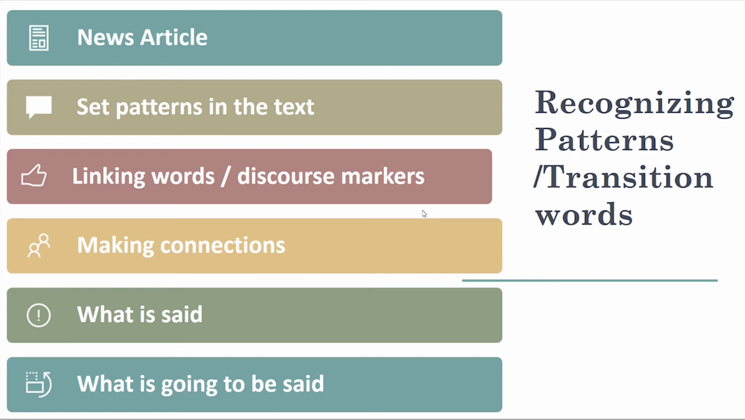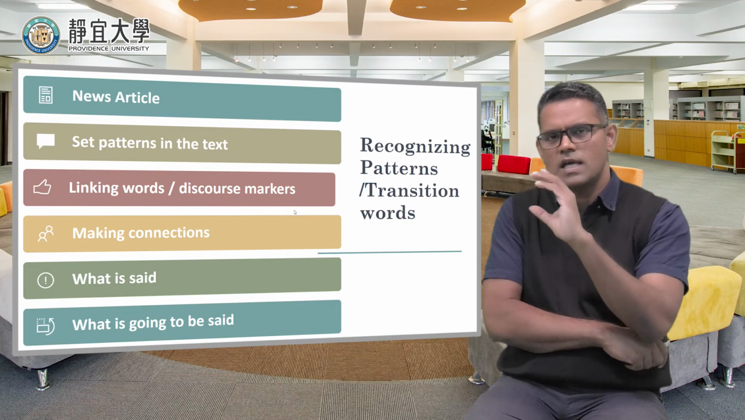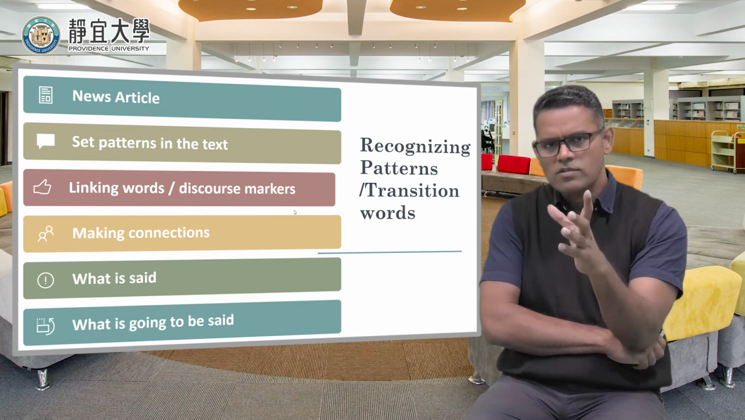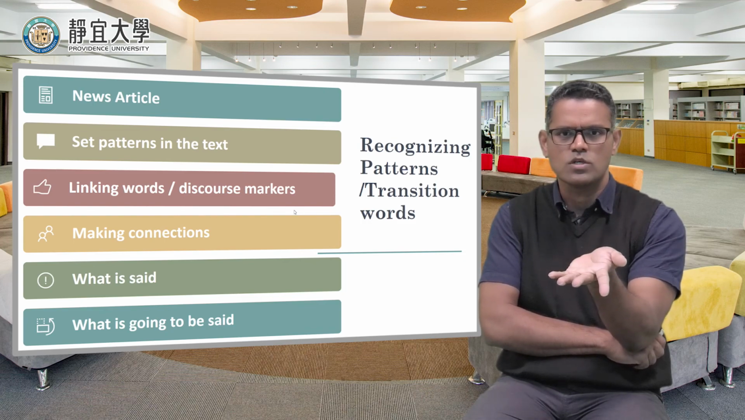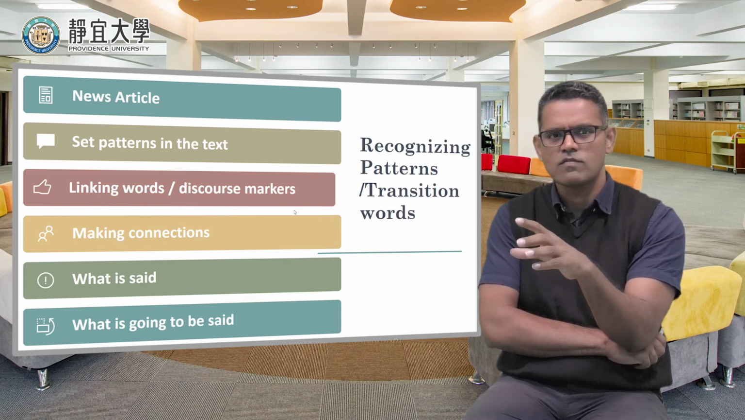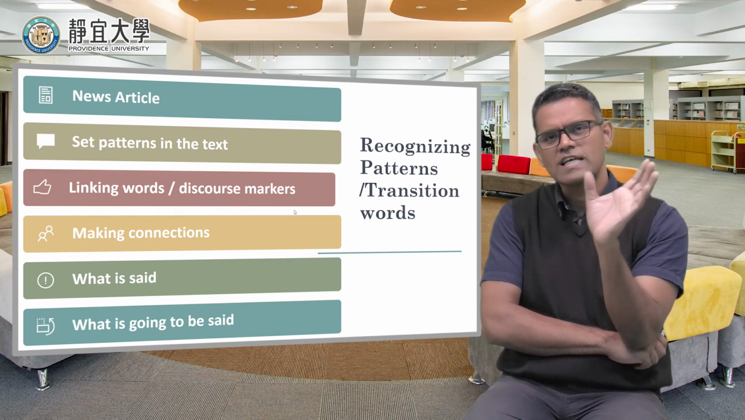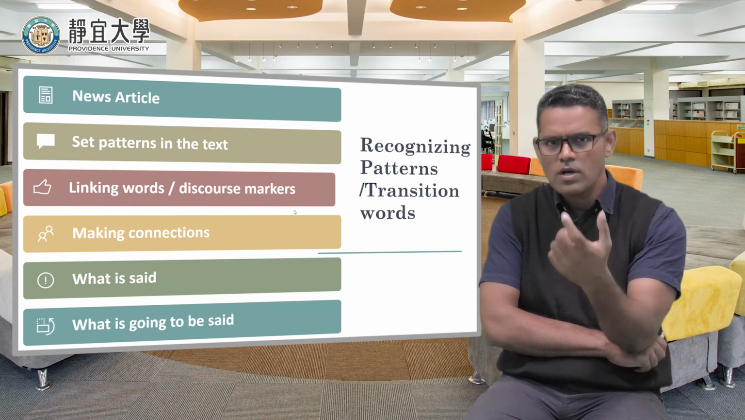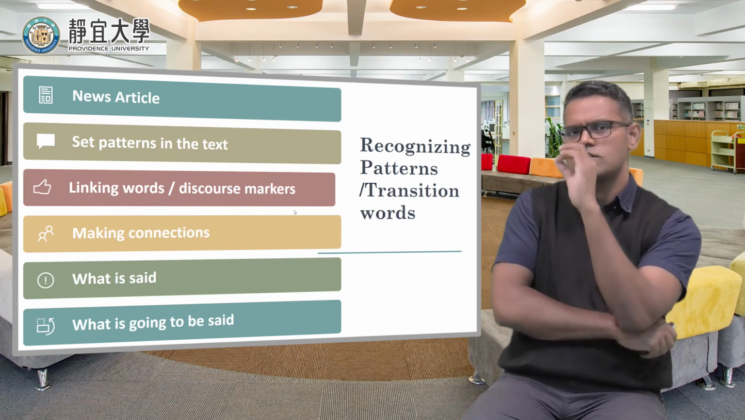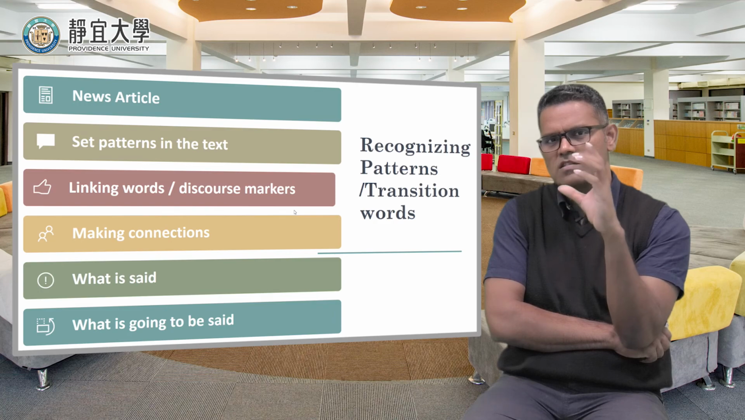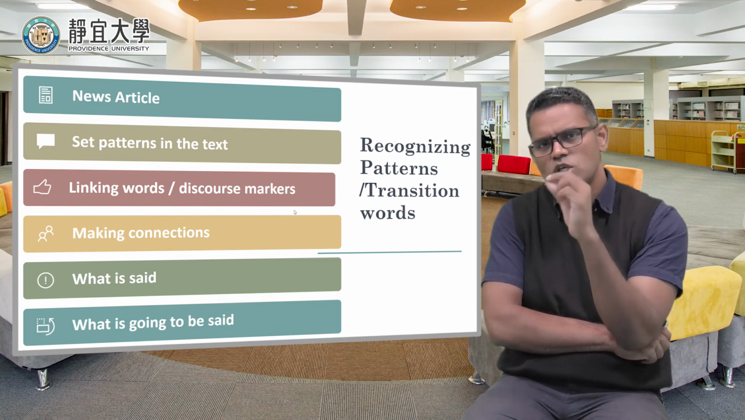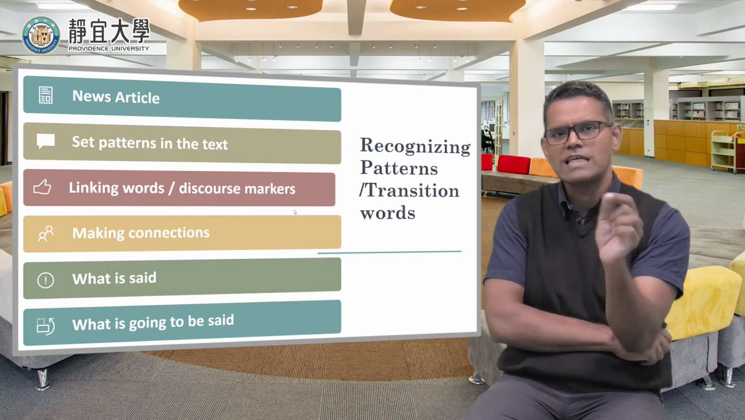All right, the first one is the news article. Any news article, any reading passage, you will see transition words because, as I mentioned before, these transition words connect sentences, okay? So you can look for transition words. Where are these transition words and what kind of transition words do the writers use in writing sentences, okay?